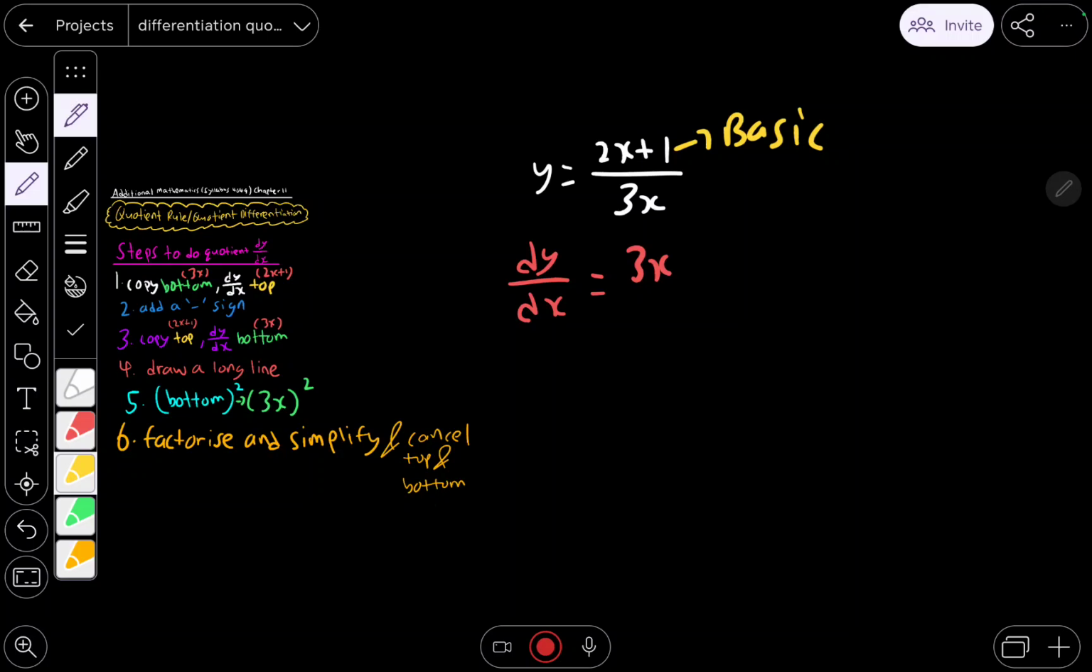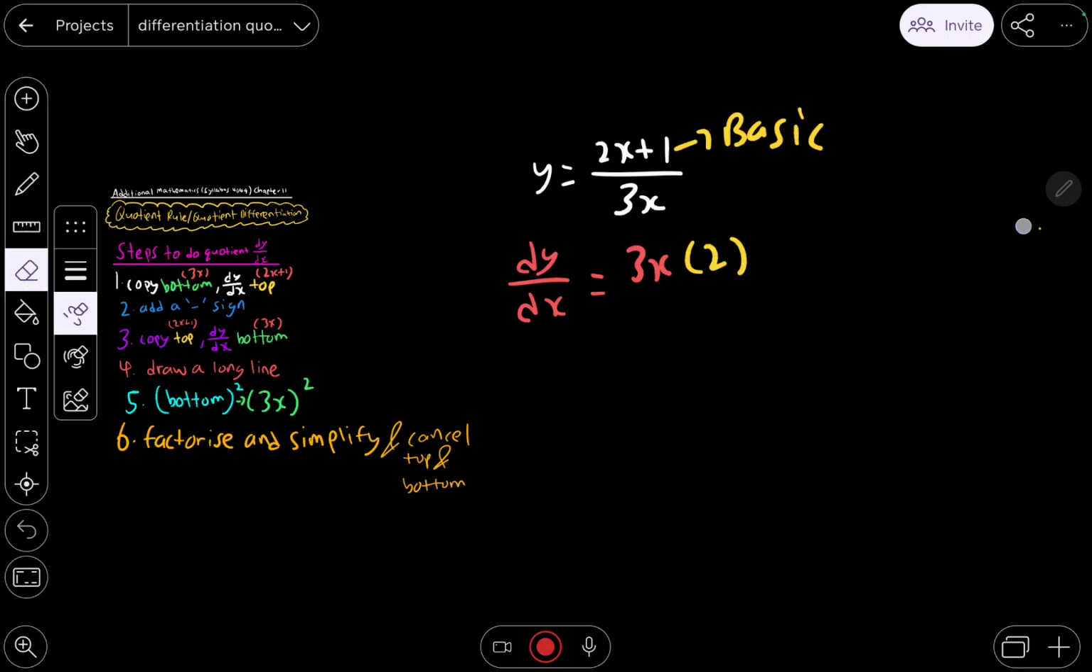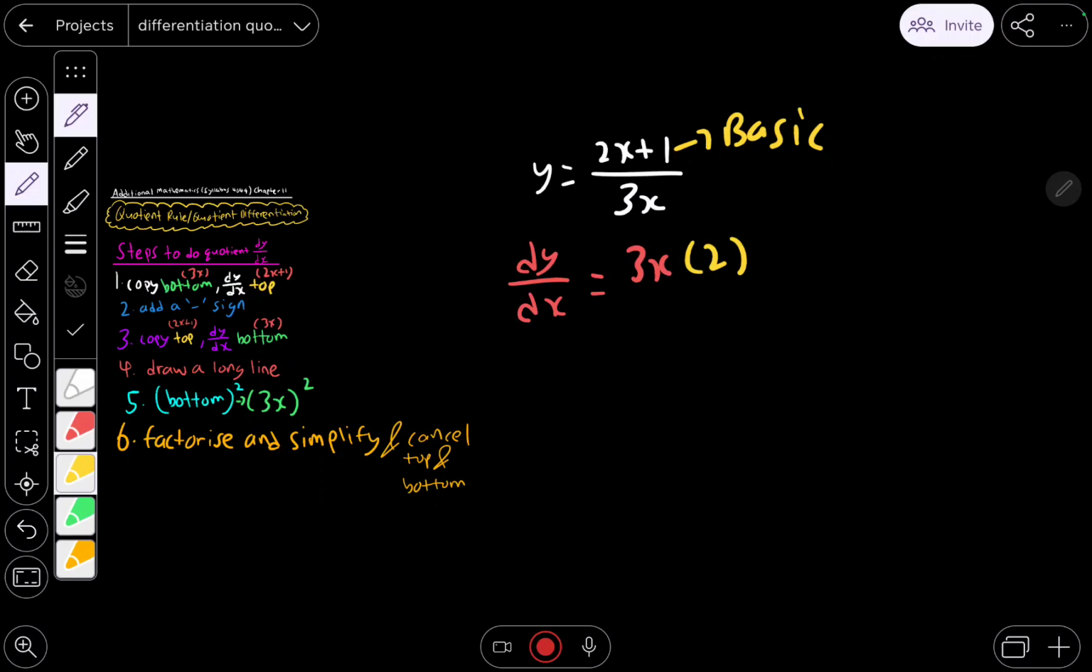For basic differentiation, as mentioned in the previous video, constants can be ignored, so I will ignore this one, and then my answer is just 2. I'll write those that are differentiated in another color. And now we will add a minus sign. So now we have done steps 1 and 2.